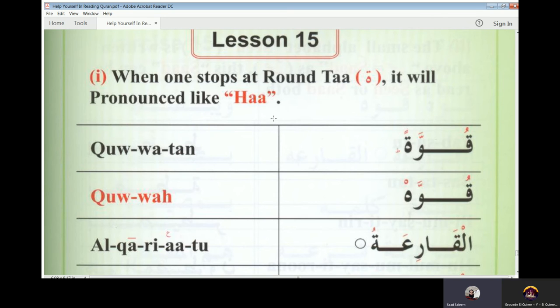Kuwa. Yes. Kuwa. So it is written like kuwatan, but it is pronounced like kuwa. Ah.